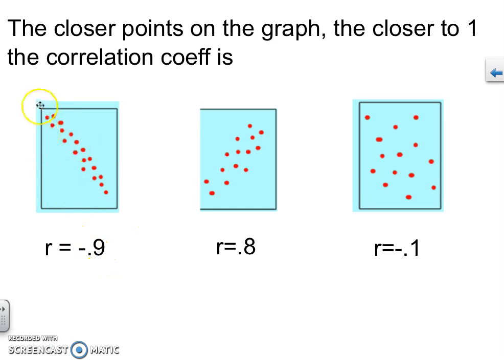The reason it's negative is because they're going down, okay? For this one right here, they're somewhat close together, but they're not as close as this one, so this would maybe be a 0.8, okay? And then something like this that has no correlation, the closer to 0 is going to mean no correlation.